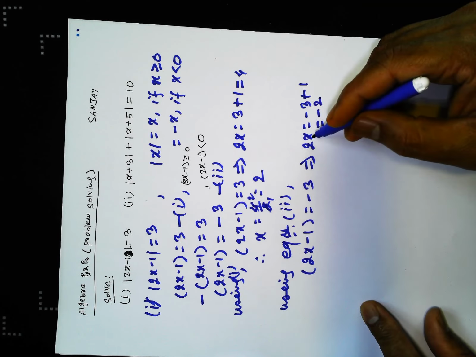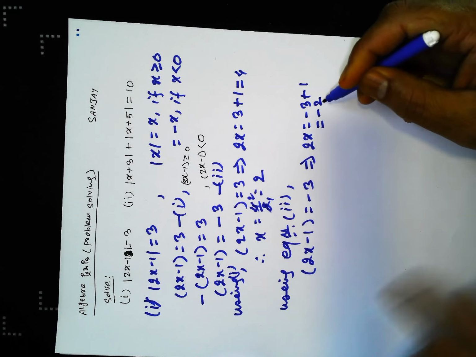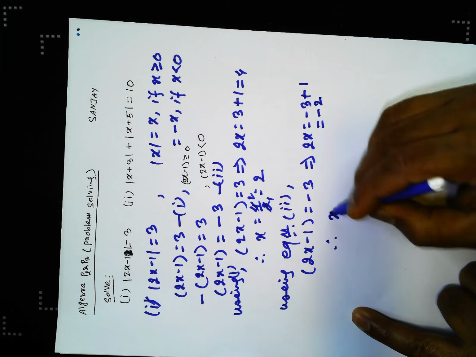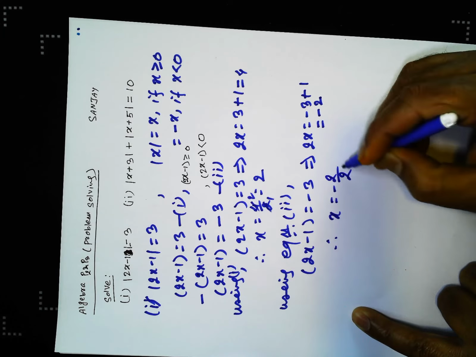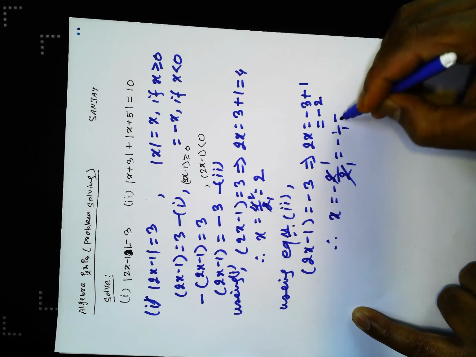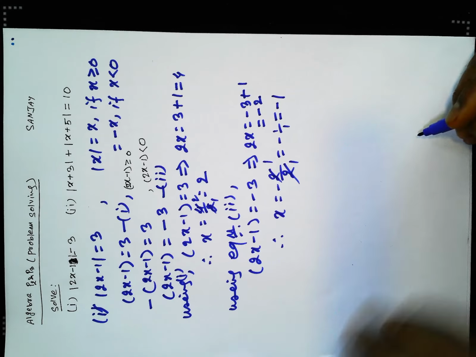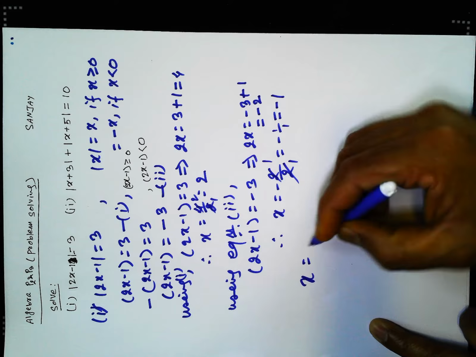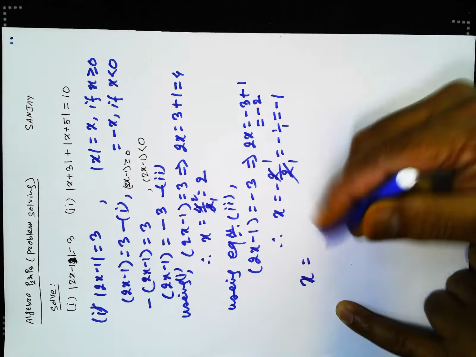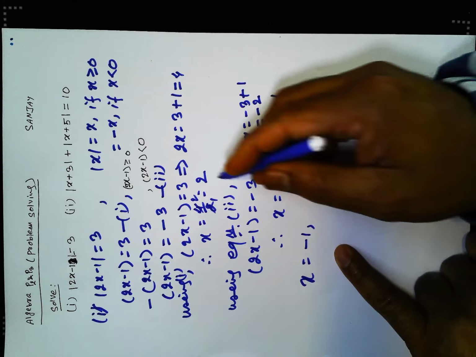Again 2 is multiplied with x on the left side. When you transpose this to the right side, it divides the number on the right side. So x equals minus 2 over 2, cancel out, so we have minus 1 over 1, and 1 divided by 1 is 1, so it is minus 1. So you now have two values of x that are supposed to be the solutions for the given equation in the modulus form: x equals minus 1 and x equals 2.